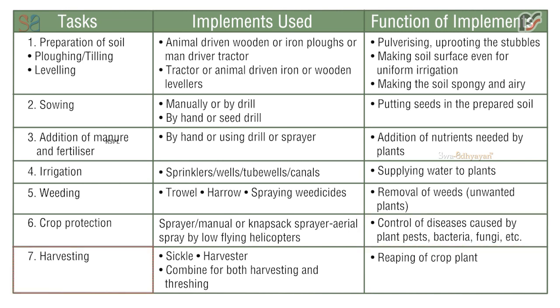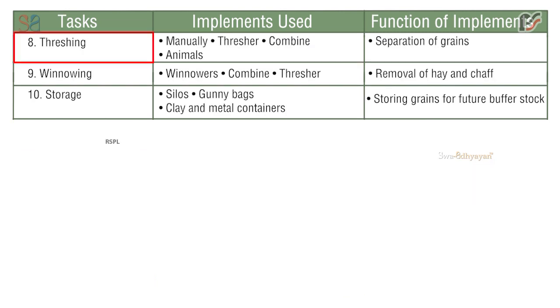Number 7, harvesting, sickle, harvester, combine for both harvesting and threshing, reaping of crop plant. Number 8, threshing, manually, thresher, combine, animals, separation of grains. Number 9, winnowing, winnowers, combine, thresher, removal of hay and chaff. Number 10, storage, silos, gunny bags, clay and metal containers, storing grains for future buffer stock.